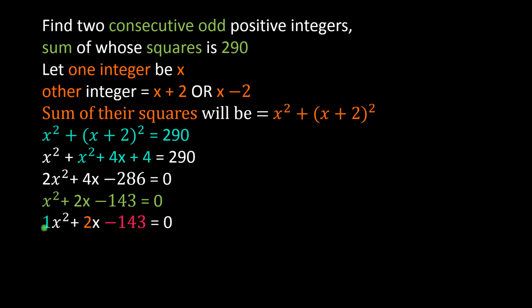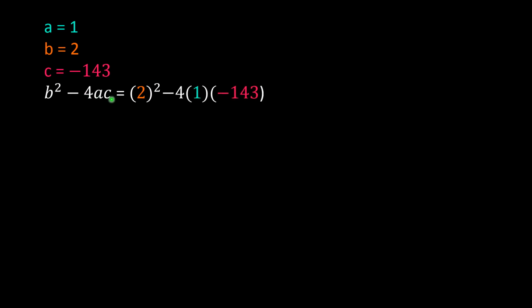So here the coefficient of x square is 1, so we will write a equals 1, b equals 2, which is the coefficient of x, and c equals minus 143, which is the constant third term. We will use these values and first find out the value of b squared minus 4ac.